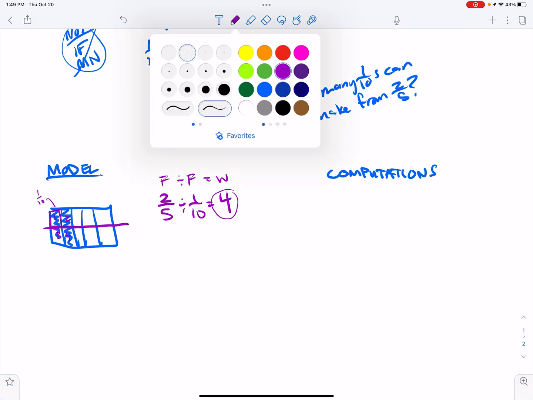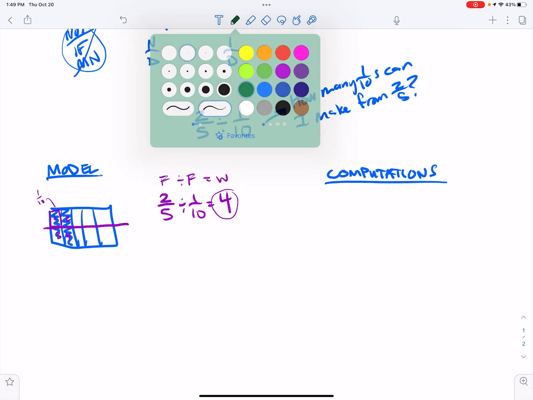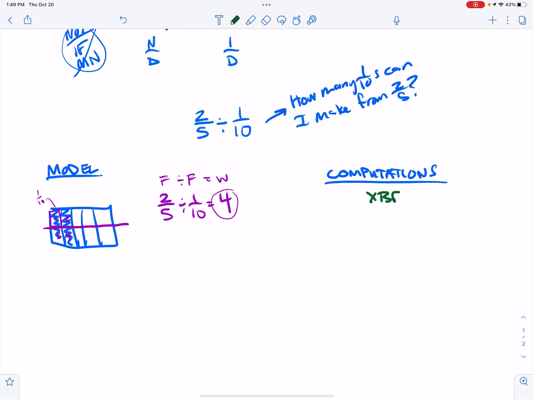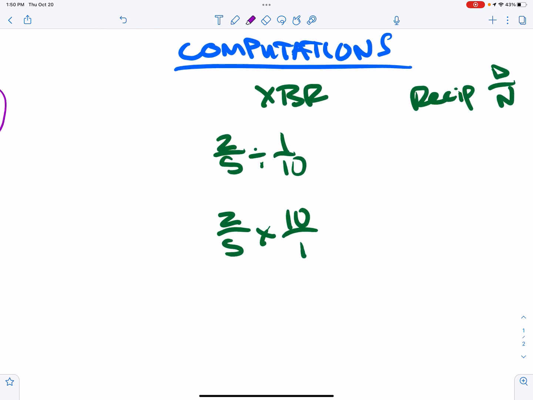Now, if we wanted to look at the computation for this, this is when we use multiply by the reciprocal. So 2/5 divided by 1/10: we are going to be multiplying 2/5 by the reciprocal of 1/10. And the reciprocal is just the denominator over the numerator. You just flip-flop them. We know from previous lessons on multiplying fractions that we always look for opportunities to simplify first. When the numbers are smaller, it's easier to see common factors, and your calculations are just a little bit more accurate.